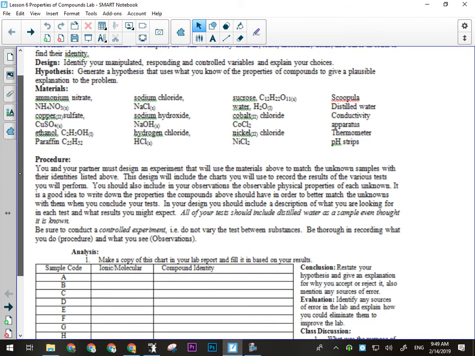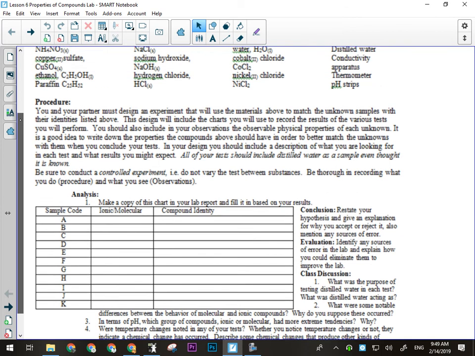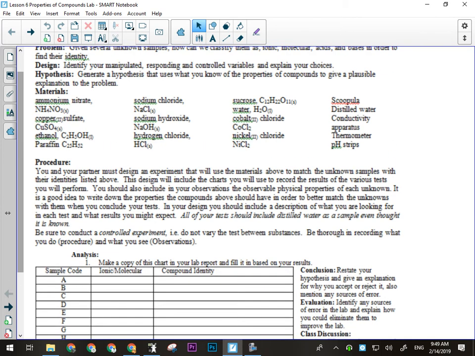So for the analysis, you now have your chart filled in for the observations. Now what you need to do is fill out this analysis chart. Here's how you do that. The ionic molecular one is pretty easy. Which test tells you that? The conductivity test. You've got A through K there, so label them as ionic or molecular based on that test. Then you've got to figure out, was A copper sulfate or ethyl alcohol or whatever. Remember that the possible identities are up here in the materials.